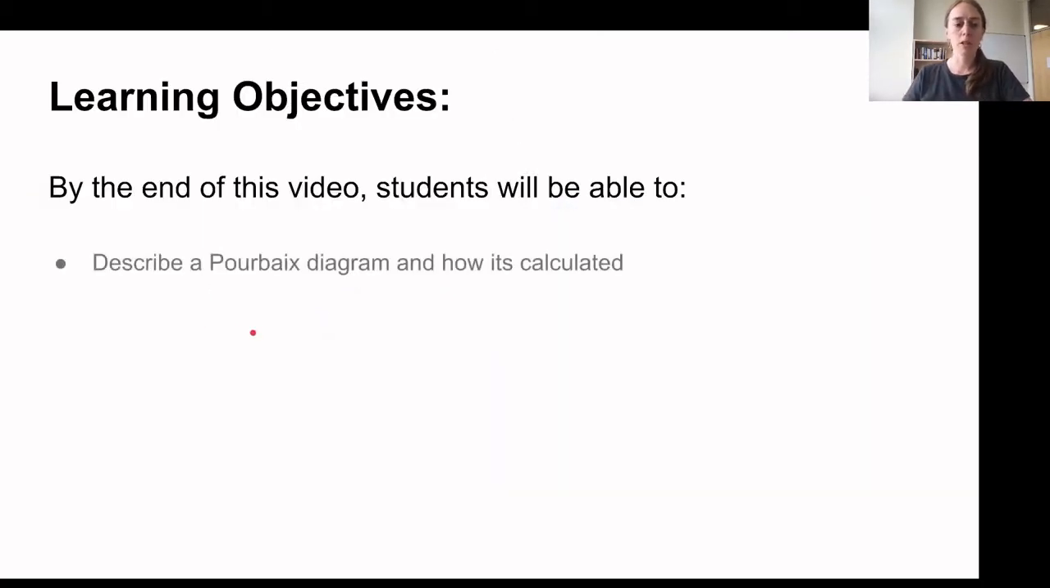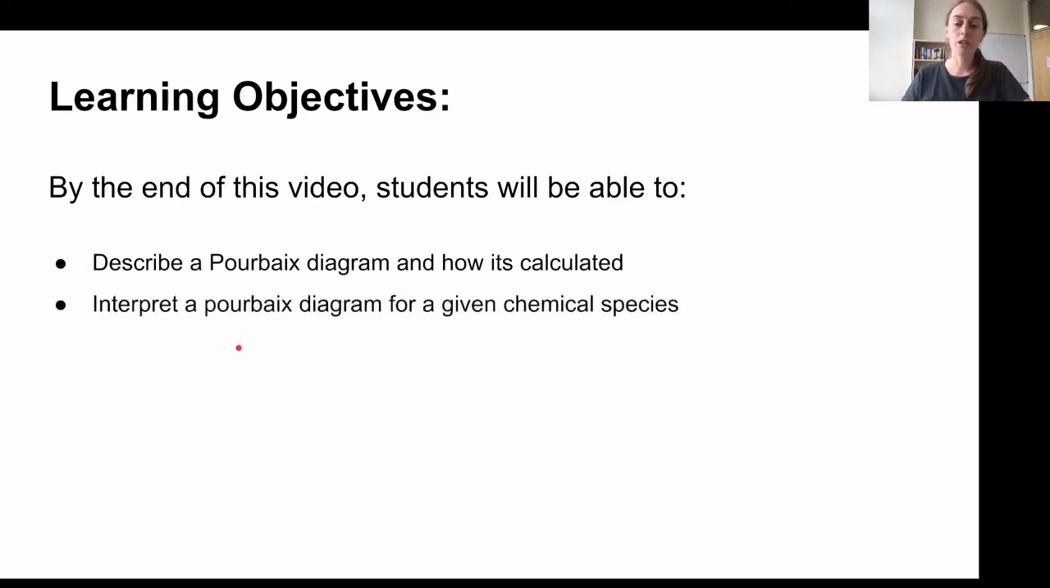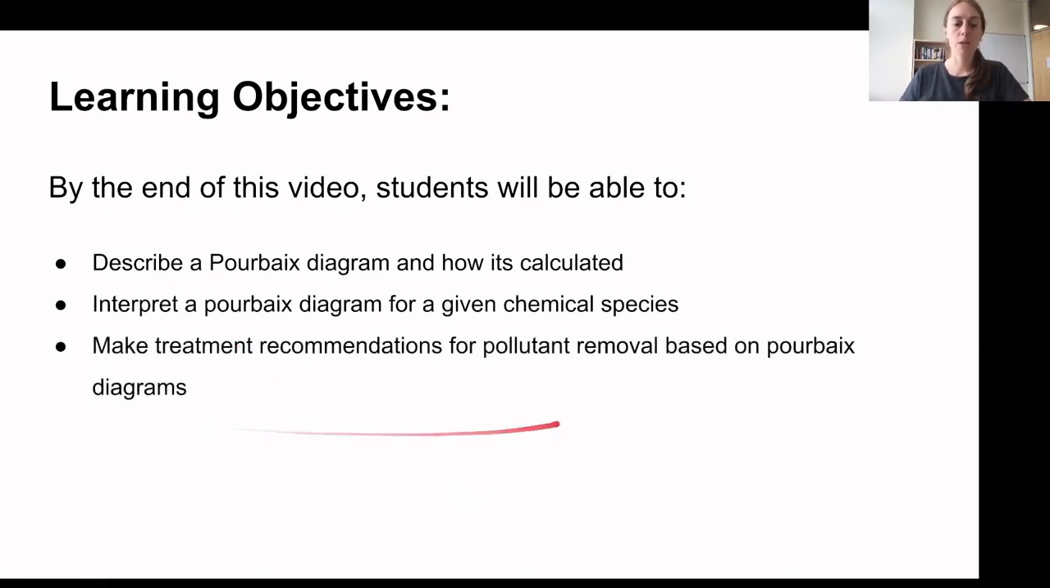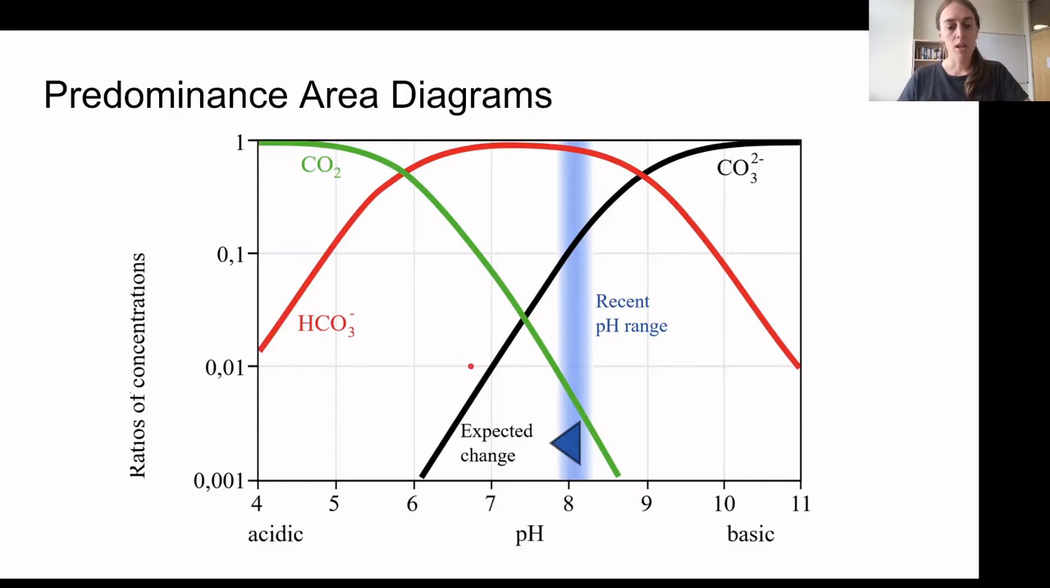So our learning objectives for this are you should be able to describe a Pourbaix diagram and how it's calculated, interpret a Pourbaix diagram for a given chemical species, and then potentially make treatment recommendations for pollutant removal based on these Pourbaix diagrams. So this is something that should be familiar to you.